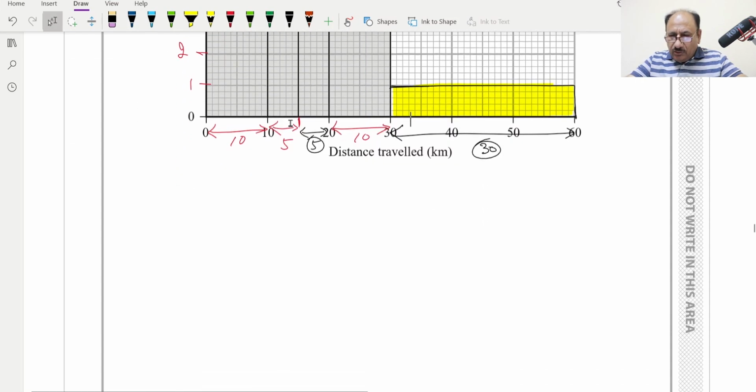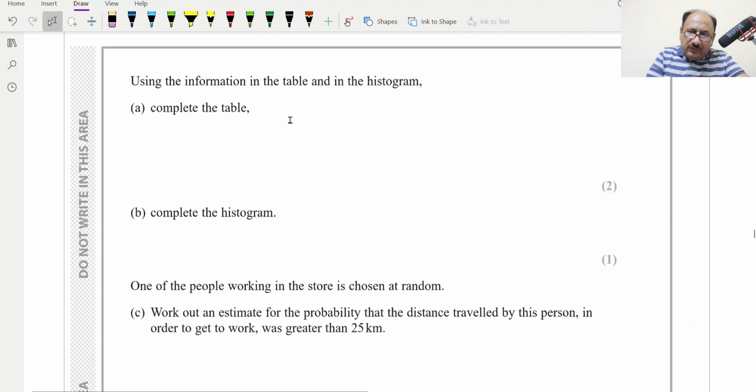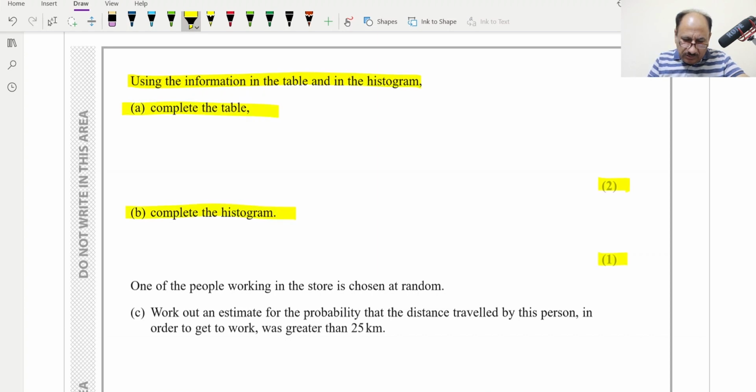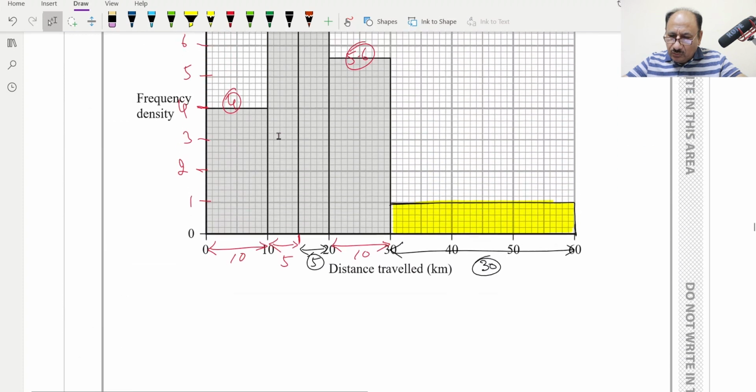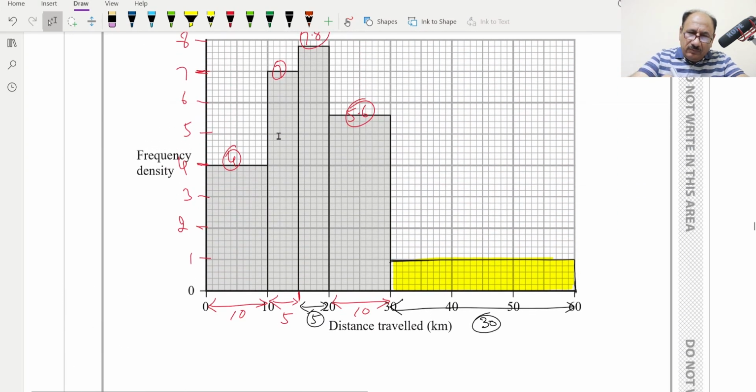This is done. Now the next part is using the information in the table and in the histogram. Complete the table, a part we are done. Complete the histogram, which is also done. 2 marks, 1 mark, and one of the people working in the store is chosen at random. Work out an estimate for the probability that the distance traveled by this person in order to get to work was greater than 25. So greater than 25, we will be checking from the histogram.